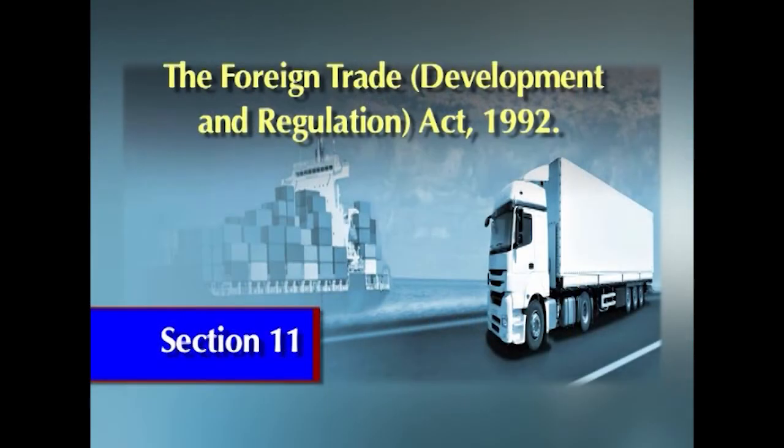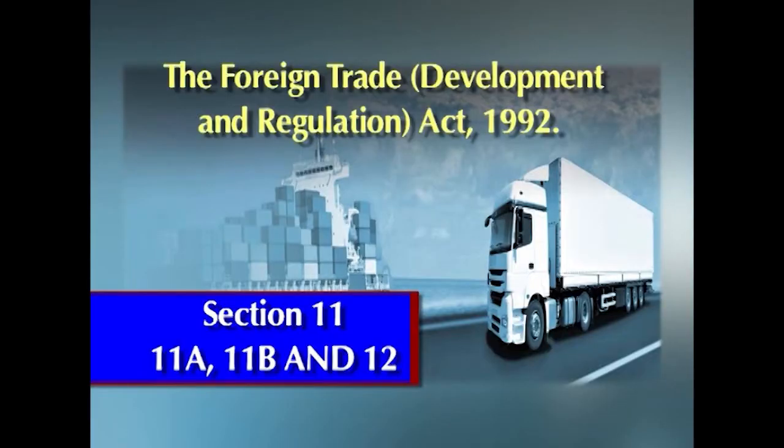Under Section 11, any person who contravenes any provisions of this Act is liable to a penalty of not less than 10,000 rupees and not more than 5 times the value of the goods, services or technology in respect of which any contravention is made or attempted to be made, whichever is more. The detailed procedure in this regard is laid under sections 11, 11A, 11B and 12.